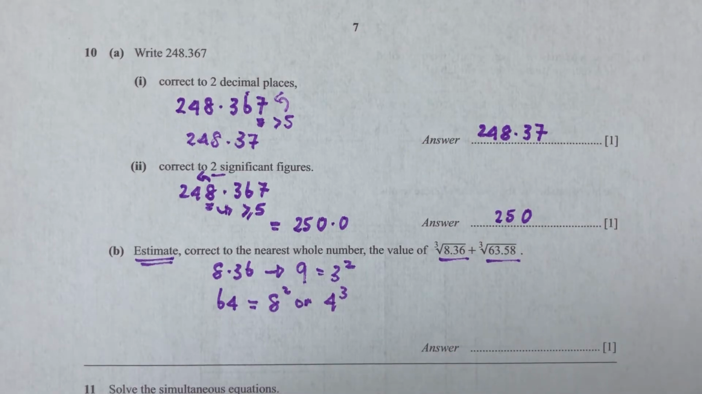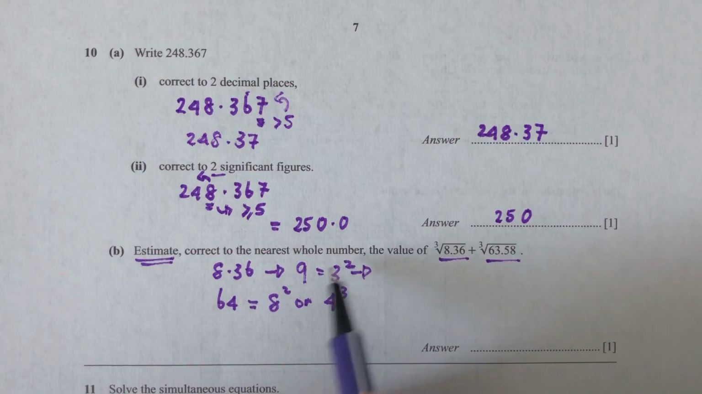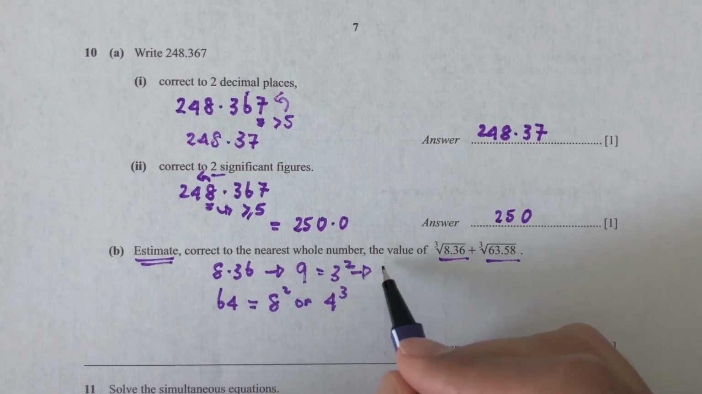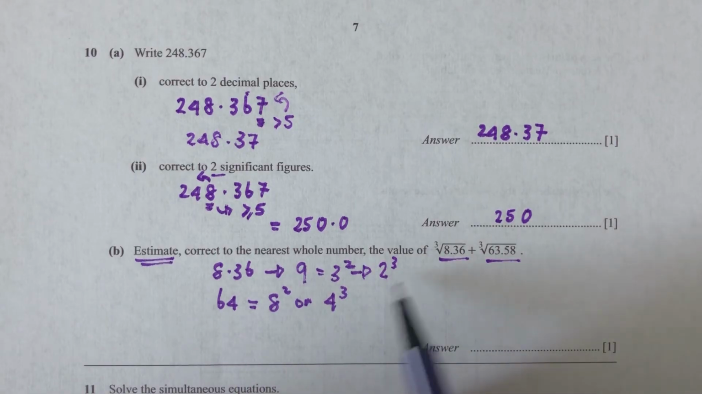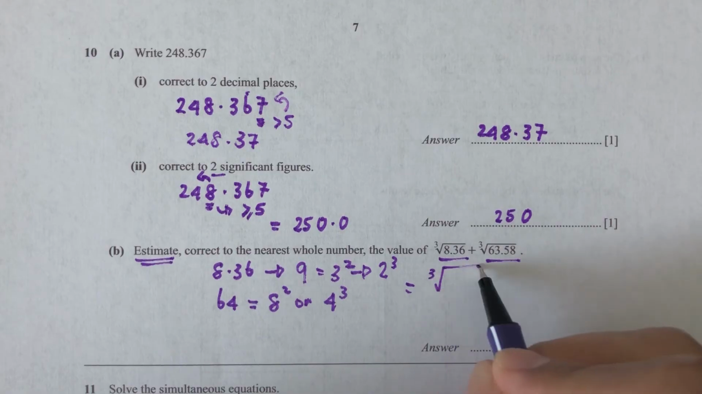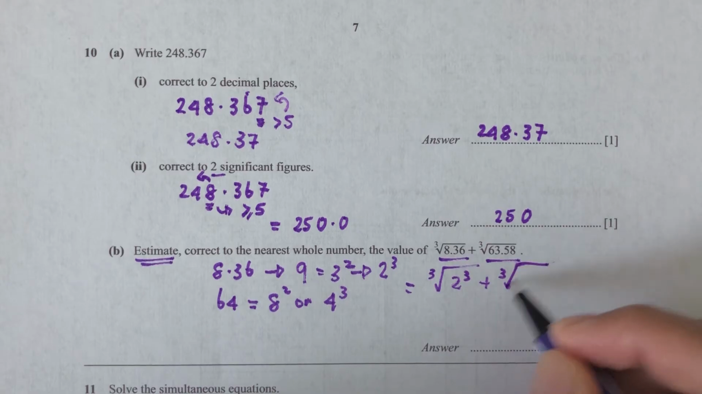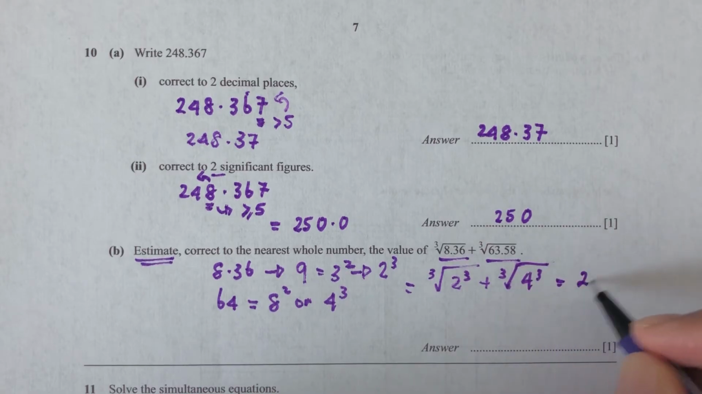Okay, let's try that. So now let's replace it back. Okay, so this is not a cube number, so I made a mistake. So I'll have to choose a cube number. So that's a square number, right? So what is the closest cube number to 8.36? It will be 2 power 3. So that's the closest cube number because 2 power 3 is 8. So replacing back in the equation, we have cube root of 2 power 3 plus cube root of 4 power 3. It will be 2 plus 4. That will be 6. Your answer is 6.